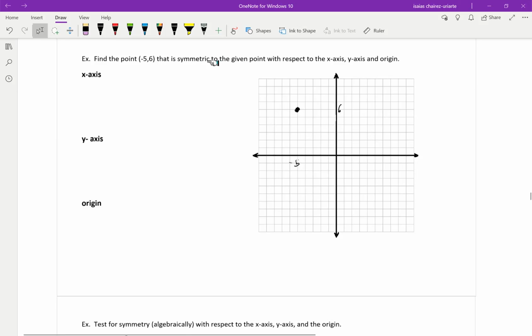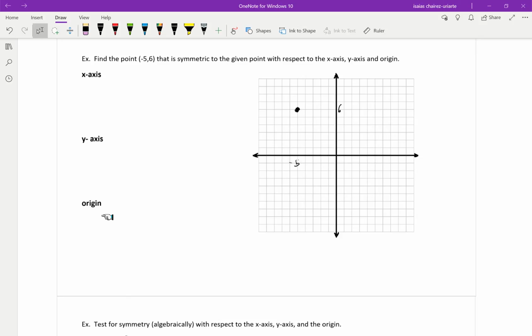Now they want us to give a point that would be symmetric with respect to the x-axis, the y-axis, and the origin. So pause the video, see if you can find them. You're supposed to come up with 3 points here. One point that's symmetric to the given point with respect to the x-axis. The other point should be symmetric with respect to the y-axis, and the other point should be symmetric with respect to the origin.